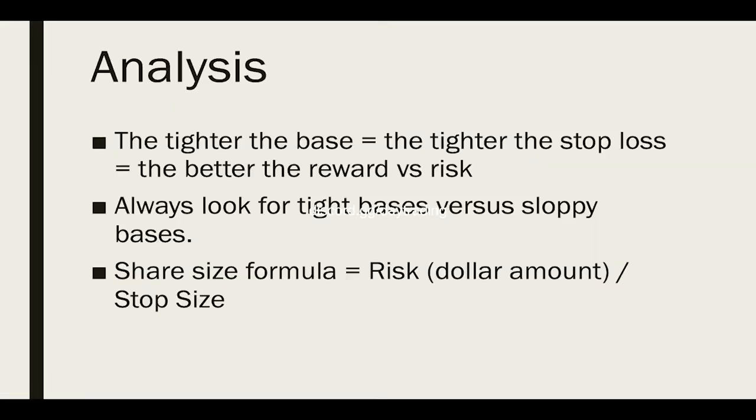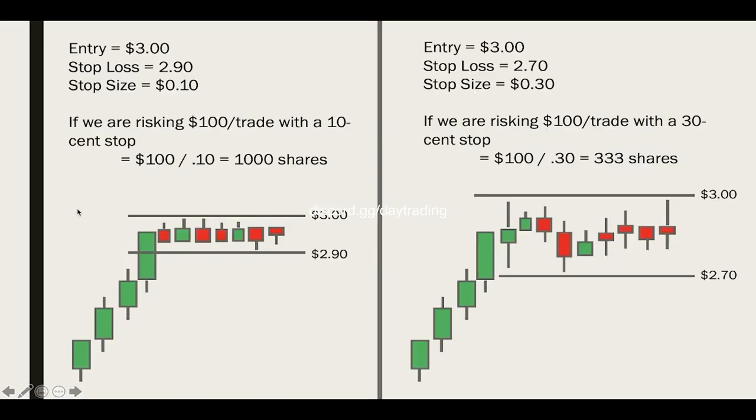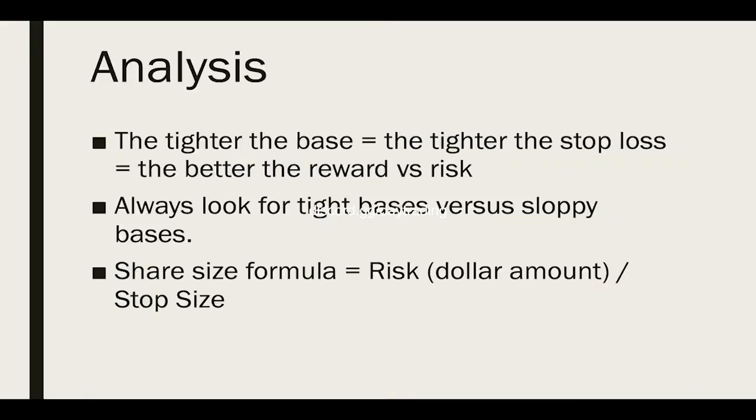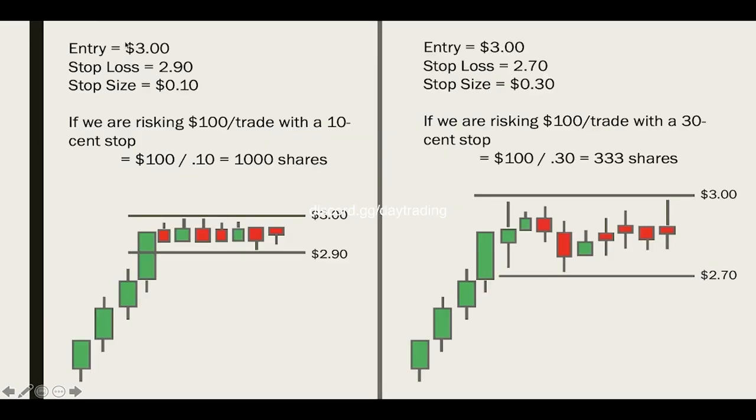So guys, always look for tight bases, really clean, tight bases, as opposed to really sloppy bases that are all over the place, because the risk to reward is going to be way better. And honestly, the clean looking bases that are not sloppy tend to work a lot more often too. And like we talked about, we have the share sizing formula. It's your dollar amount risk divided by your stop size. And in order to calculate stop size, just subtract your stop loss price from your entry.